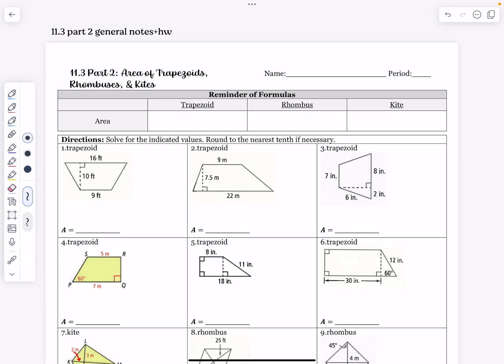Hello everyone, and welcome to our 11.3 Part 2 lesson on area of trapezoids, rhombuses, and kites. The first thing we're going to do is get started with the formulas.